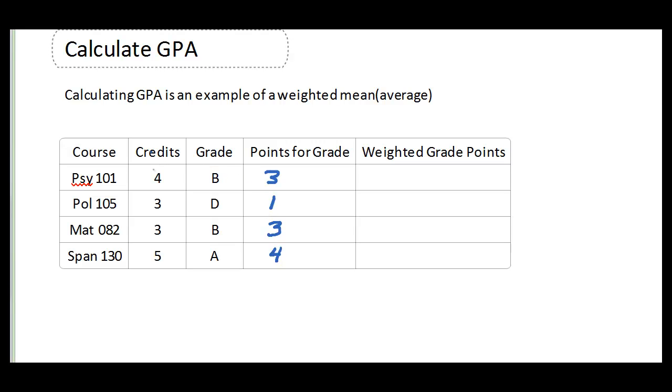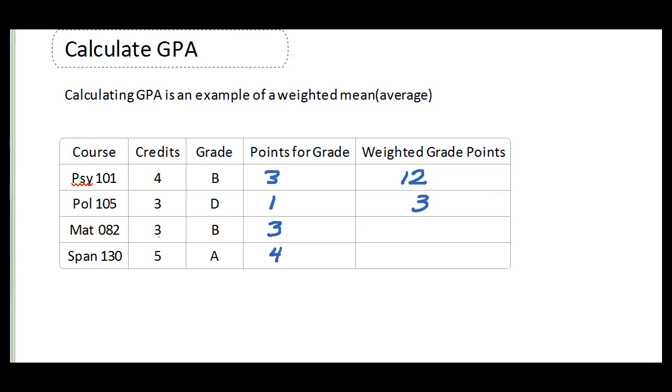So to calculate the GPA for this semester for this student, you want to take the grade point value. For example, here the B is worth 3 points, and then you multiply it times the amount of credits the class was worth. So for the psychology class, that class is worth 4 times 3, or 12 points. The political science class is 3 credits of D. D is worth 1 point, so 3 times 1 is 3 points.